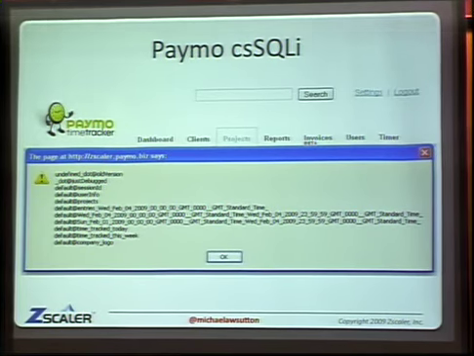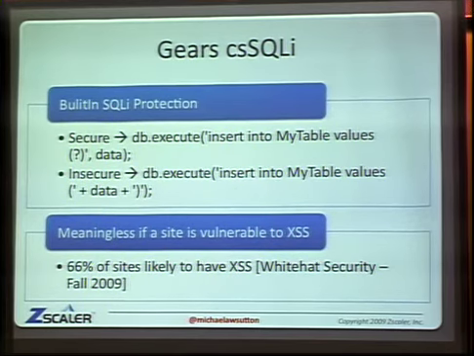And hey, if you believe some of the stats that are out there, I really like White Hat stats. Their last report, 66% of sites had cross-site scripting vulnerabilities. And these are companies that actually care about security because they're paying White Hat to review things. So I don't think there's too much argument that many sites are still vulnerable to this issue.